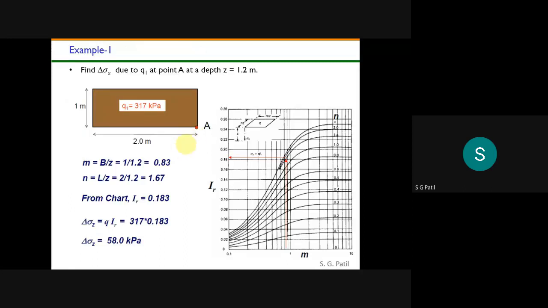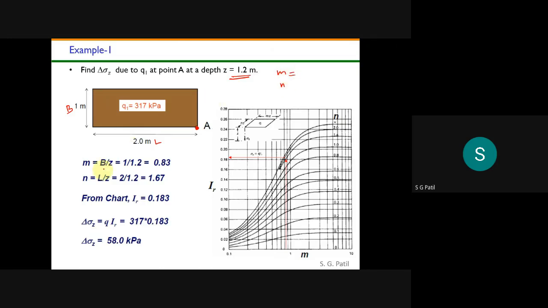Okay, coming to this problem. This is my length and this is my breadth. So I need to calculate the stress below point A at a depth of 1.2 meter. Z equal to 1.2 meter. Now the first job is to find m and n. What is my m?